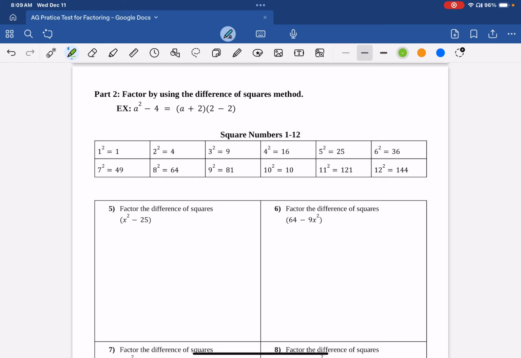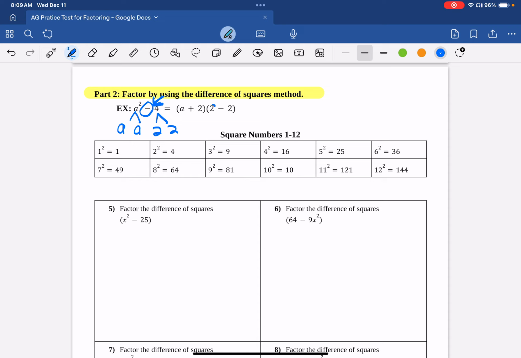All right, in this video we're going to talk about part 2, factoring using the difference of squares method. The difference of squares method is when we have terms that are all square terms and we have a subtraction sign. So for example, a squared here is the same as a times a. 4 is the same as 2 times 2. Both of those are square terms and there's a subtraction sign. You can only use this method if there's a subtraction sign there.